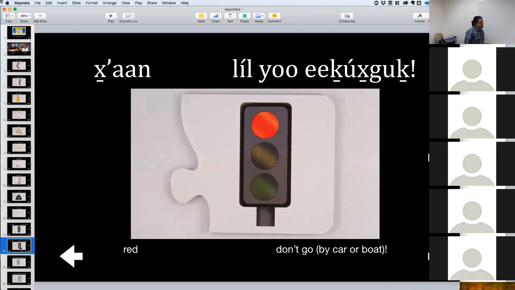Khan. Shishu ikhukuk. And Marge laughed after she said that. She said, "You're not going anywhere." It means don't go. And you could probably say it could mean don't ever go, but it really just means don't go, right? So that's the red line.